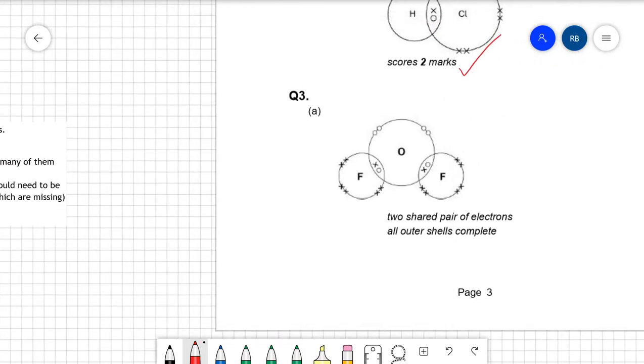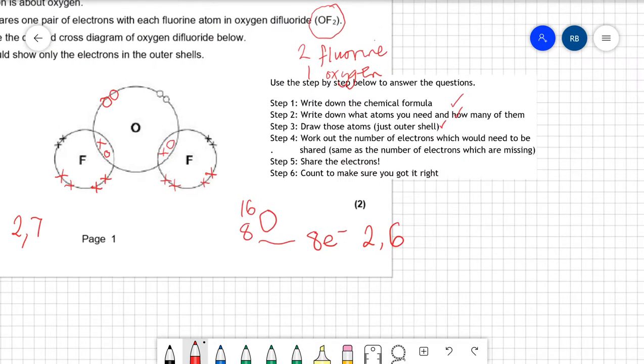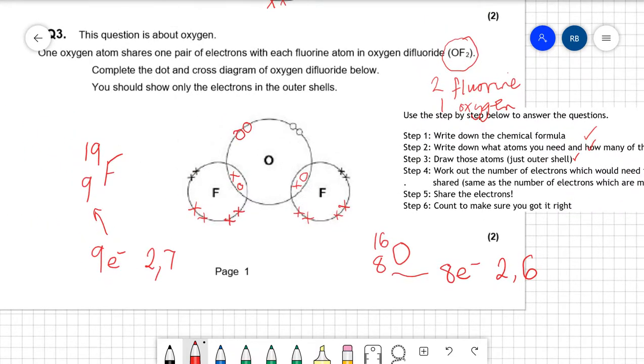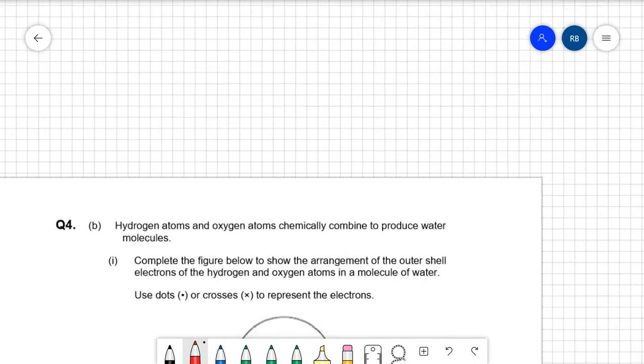And here it is. 1 mark for 2 shared pairs of electrons. So both of these will be needed. And the outer shells are complete. Brilliant. 2 marks to us. Let's do 2 more. Hopefully by now you're seeing how it works. Hopefully by now you're getting these right.